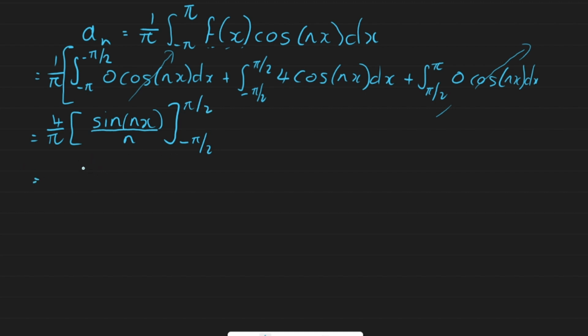Okay, so we can proceed with that substitution. So we have sine of n times pi over 2, let's say n pi over 2, over n, and then minus sine of minus n pi over 2 over n.